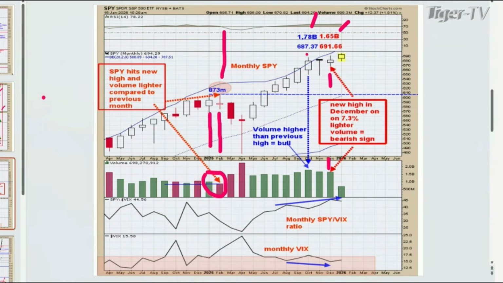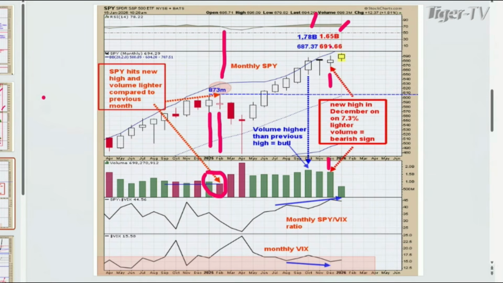On a test of a previous high, the volume should drop at least 10%. That goes for a daily, weekly, or monthly chart. This is a monthly, so it is more important. Volume drops at least 10%. You have to hit the high. You've got to break the previous high. You can't just get near it. You've got to break it, then close below it, and volume has to drop at least 10% compared to the previous high. If all that happens, then you get a sell signal.